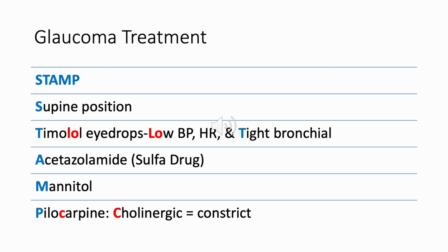Acetazolamide is another drug. It's a sulfa drug, so ask about a sulfa allergy. It's a carbonic anhydrase inhibitor, so it's used to decrease the intraocular pressure by reducing the aqueous humor production. Mannitol is an IV osmotic diuretic. We give it for increased intracranial pressure and increased intraocular pressure. Pilocarpine is a cholinergic medication which constricts the pupils and allows improved circulation and outflow of the aqueous humor.